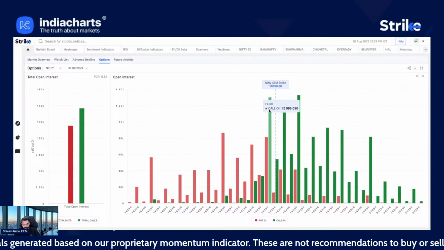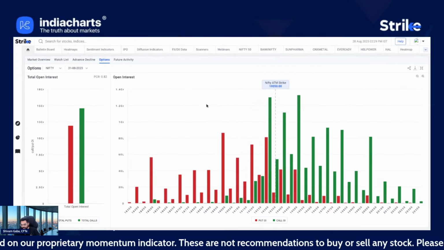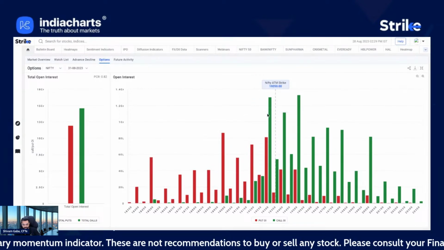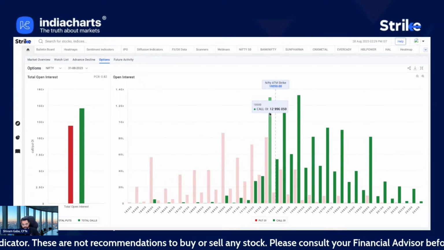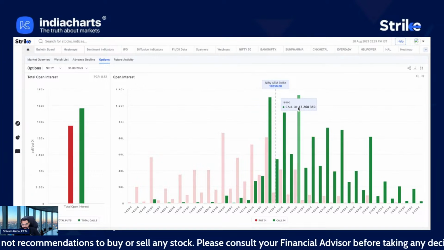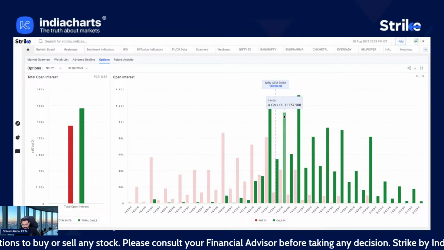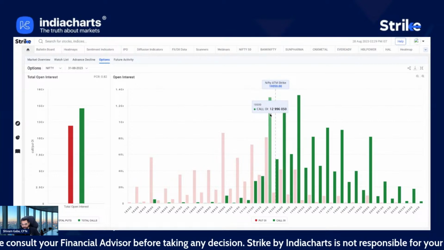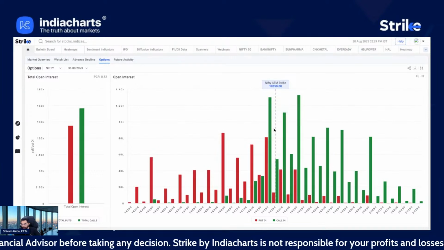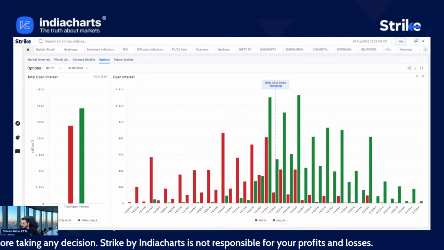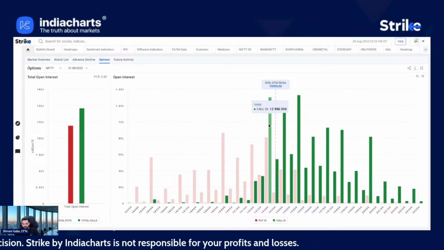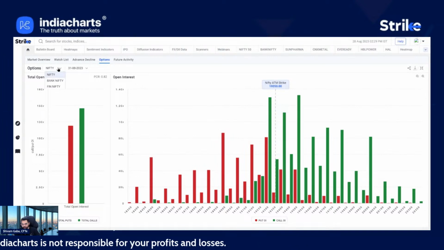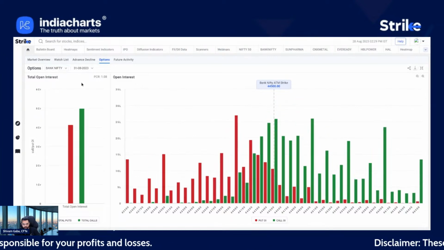If we look at the options OI, the expiry is very near, that is on 31st. So we have the highest call OI at, no, the highest is at 19,500, but there is also significant OI at 19,400 as well as 19,300. So this remains the short-term resistance for the Nifty to show some strength above these levels to be able to cross it.